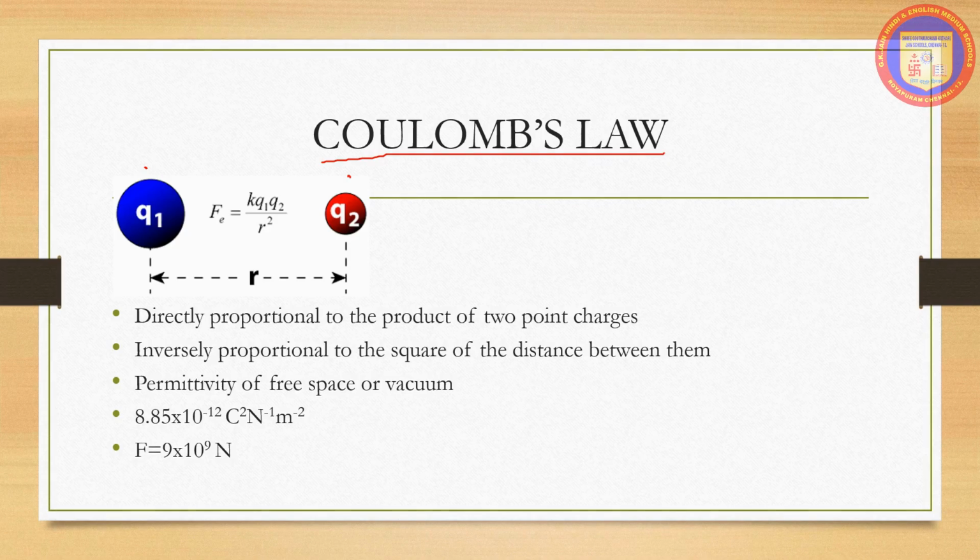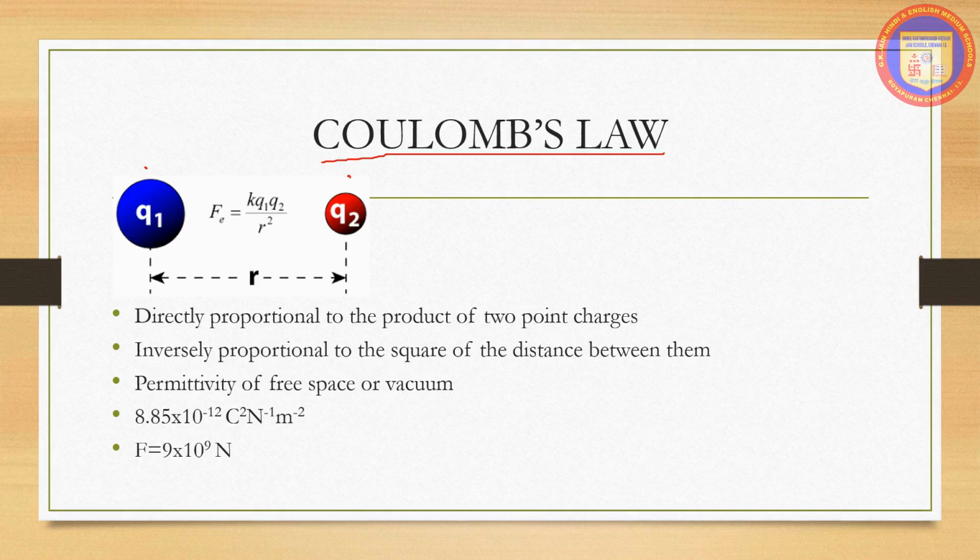Here, epsilon naught is the permittivity of free space or vacuum, and the value of epsilon naught, equal to 1 by 4 pi K, is 8.85 into 10 power minus 12 Coulomb square Newton power minus 1 meter power minus 2.